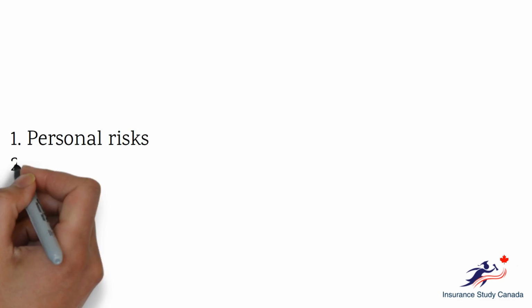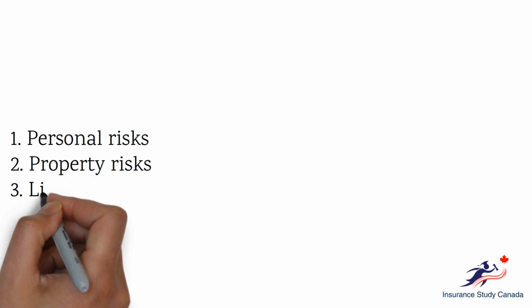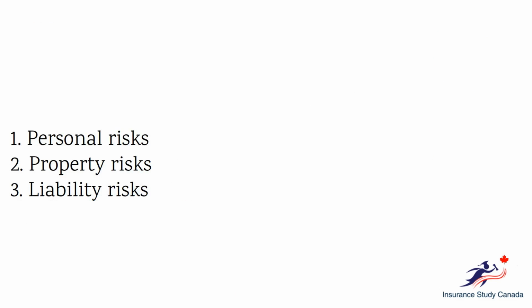So let's talk about the types of risks. There are mainly three types of risks: personal risks, property risks, and liability risks. What are personal risks?